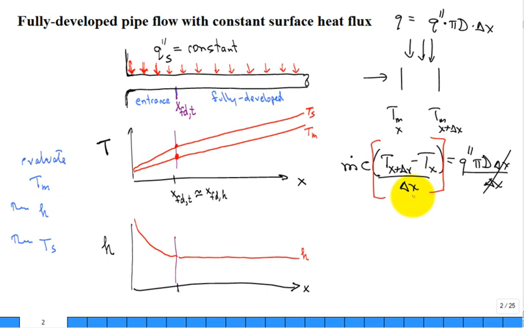You take the limit as delta x goes to 0, and then you get the rate of change of the mean fluid temperature, m dot c, equal to q double prime pi d. So it just shows that this is going to be a constant positive slope out here. Actually, it doesn't even matter. It's in both regions, entrance as well as fully developed region.